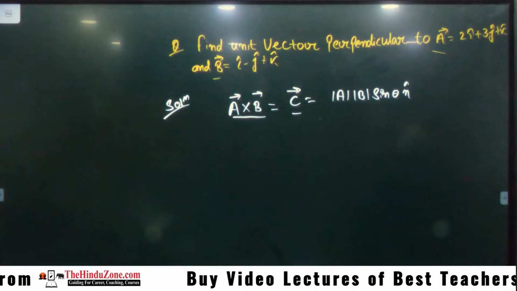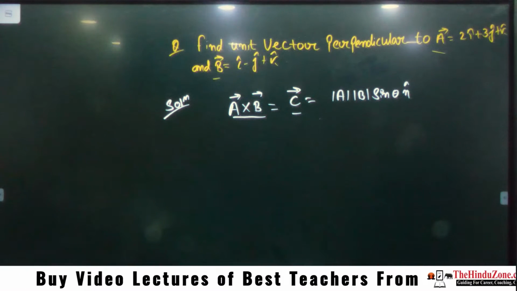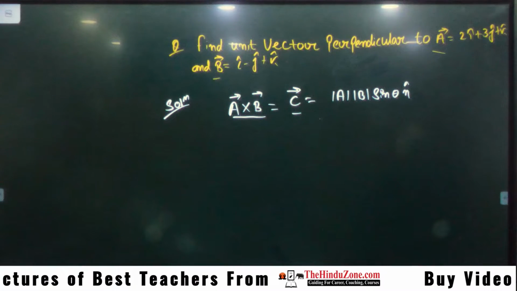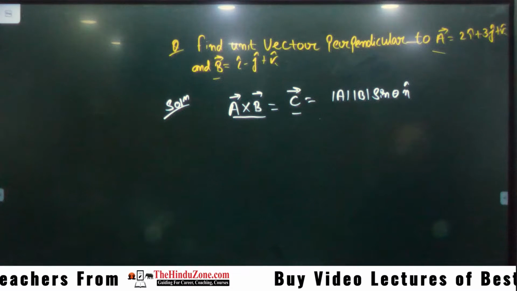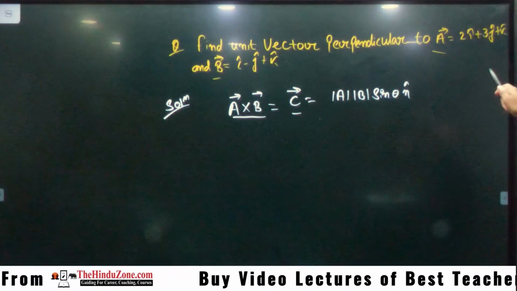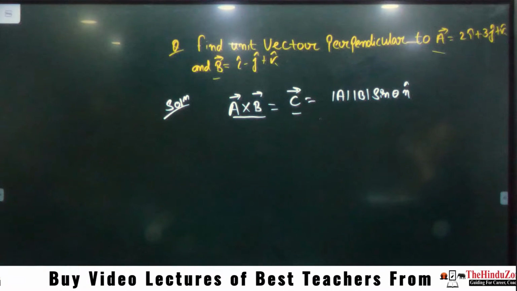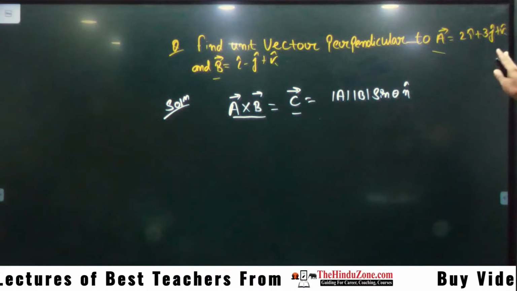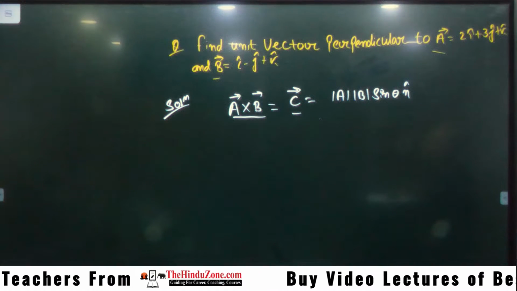Unit vector. So how will you find a unit vector when two vectors are given? Yes, the $1,000,000 question. And it is saying unit vector perpendicular to A and B. That's the entire thing. You have to find a unit vector that is perpendicular to both vector A and vector B. So how to tackle it?